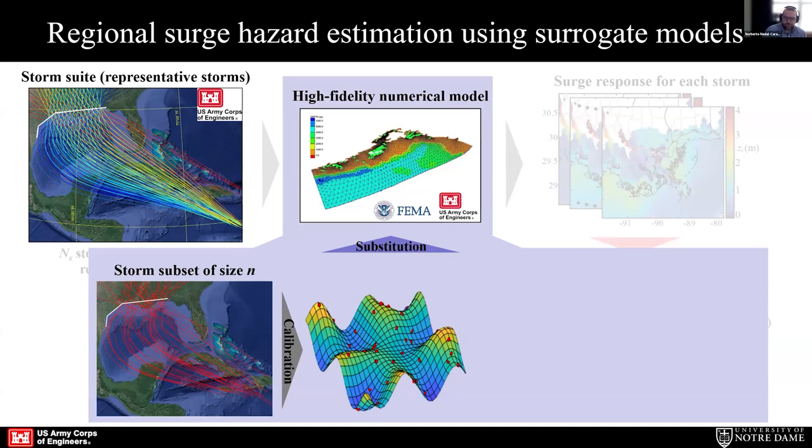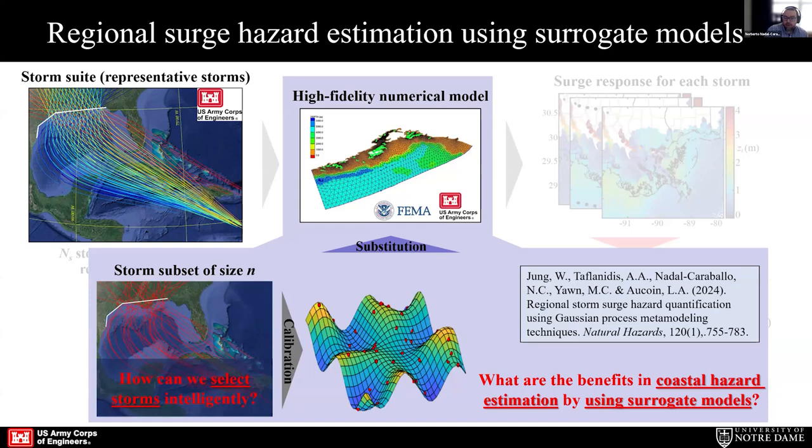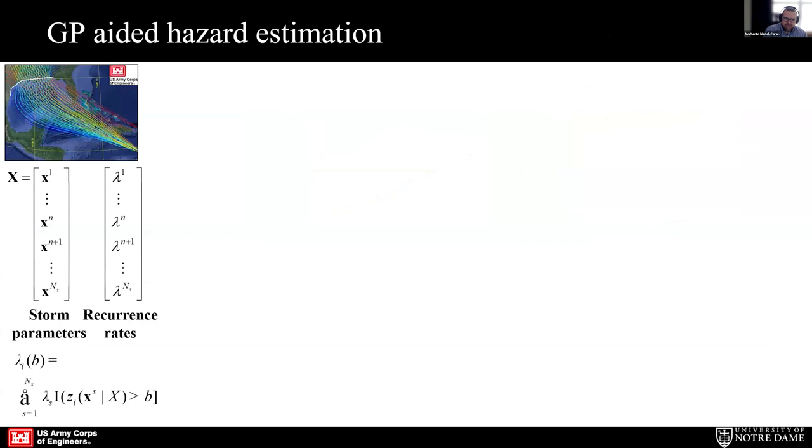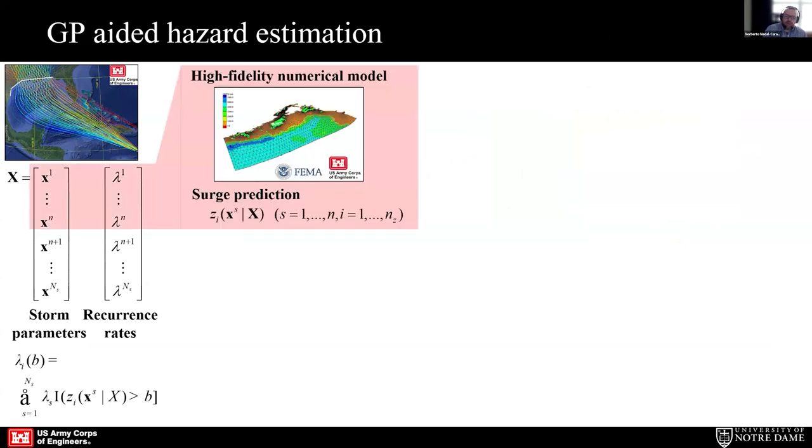So in this context, we use a subset of the storms to train the surrogate model. And then the question that arises is, what are the real benefits of doing this hybrid approach of including high fidelity simulation supported by surrogate models, and how can we conduct smart selection of the storms? So in terms of the mathematical definition of the problem, we have the storm parameters and the recurrence rate. We then compute the hazard curve.